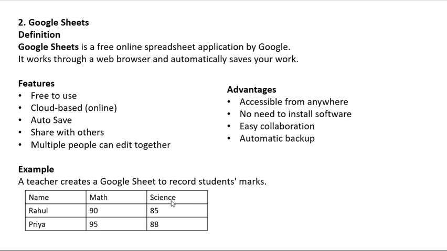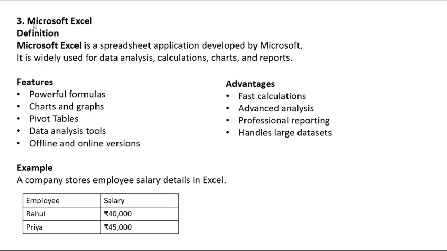For example, a teacher can create a Google Sheet to record students' names and marks: the names first, then the maths and science marks given in this table.